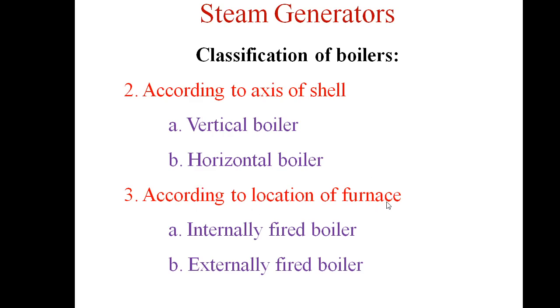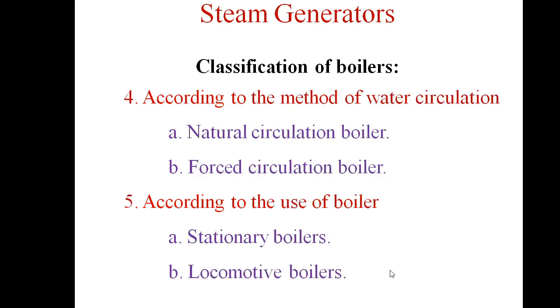Then the third classification is according to location of furnace. The furnace is nothing but a place where fuel is burned and heat is produced. If this furnace is within the boiler shell or inside the boiler assembly, then it is called an internally fired boiler. If this furnace is located outside the boiler shell, then that is called an externally fired boiler. So depending on location of furnace, boilers are classified in two categories: internally fired boiler and externally fired boiler.